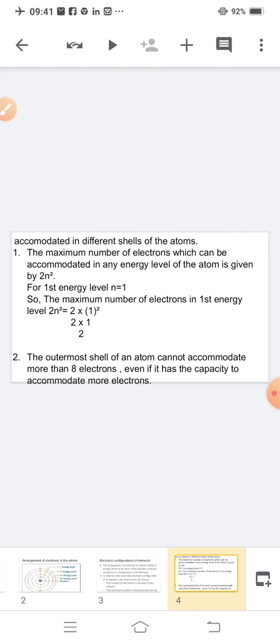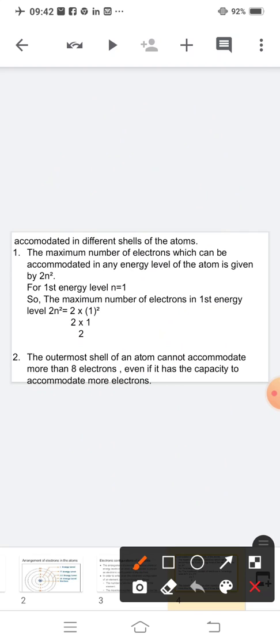Listen carefully. The maximum number of electrons which can be accommodated in any energy level of the atom is given by 2n square. For the first energy level, n is equal to 1. So the number of electrons in the first energy level is 2n square, where n is 1. So 2 into 1 square is 2 into 1, equal to 2. So in the first energy shell you can locate 2 electrons.